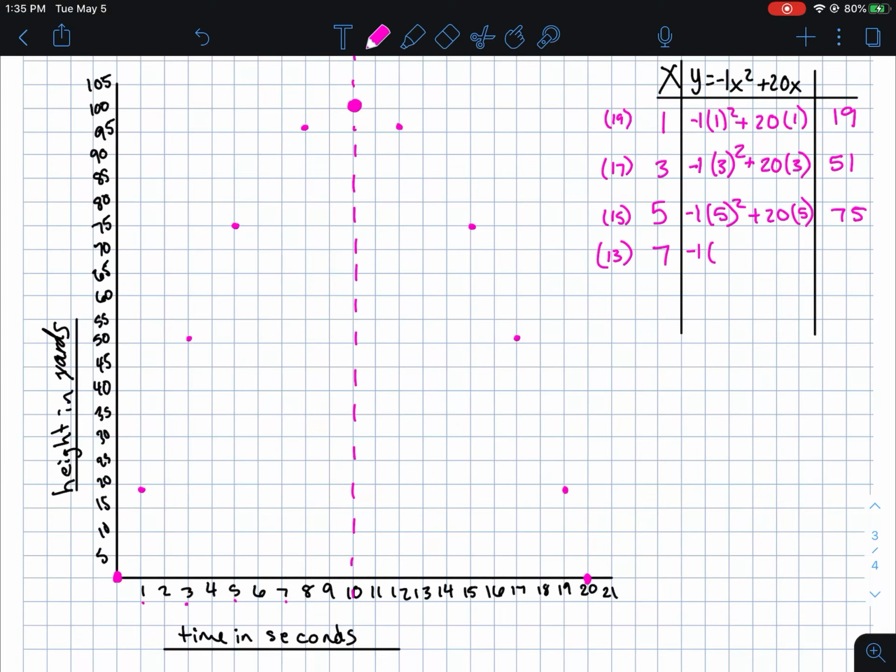Here's my last one. 7 squared is 49 times negative 1 is negative 49 plus 140. So that's going to give me 91. So at 7 and 91, and then at 13 and 91. And then I'm going to connect them with that gentle curve. All right, so there's my parabola of hitting a golf ball.